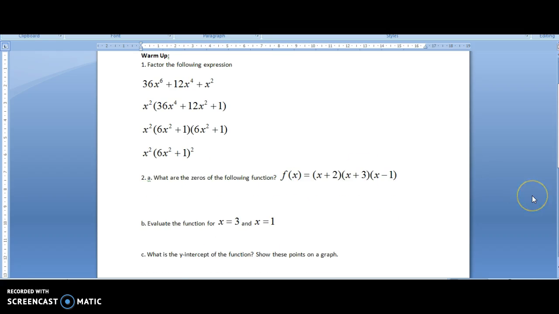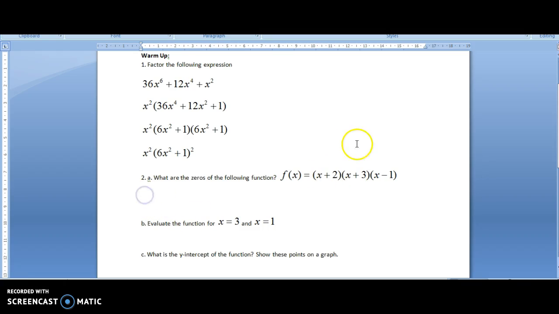Moving on though to the warm-up question number 2. This is what is really the main idea of 5.6. Now there were 3 sections in 5.6. This summarizes all of them pretty well. So here's your function. F of x equals x plus 2, x plus 3 times x minus 1. And I'm asking you, what are the zeros of the following function? The zeros are the x values that make the equation equal 0. And we'll see that on the graph in a second.